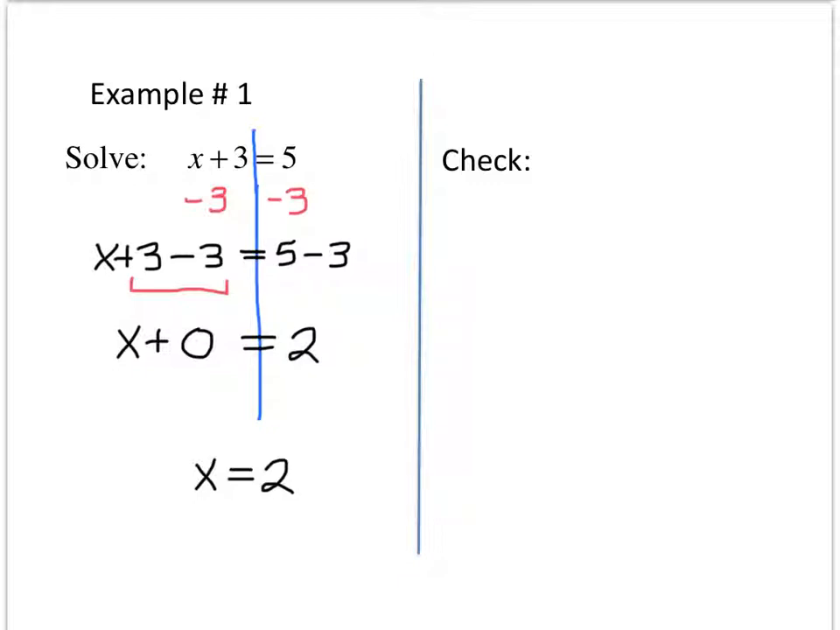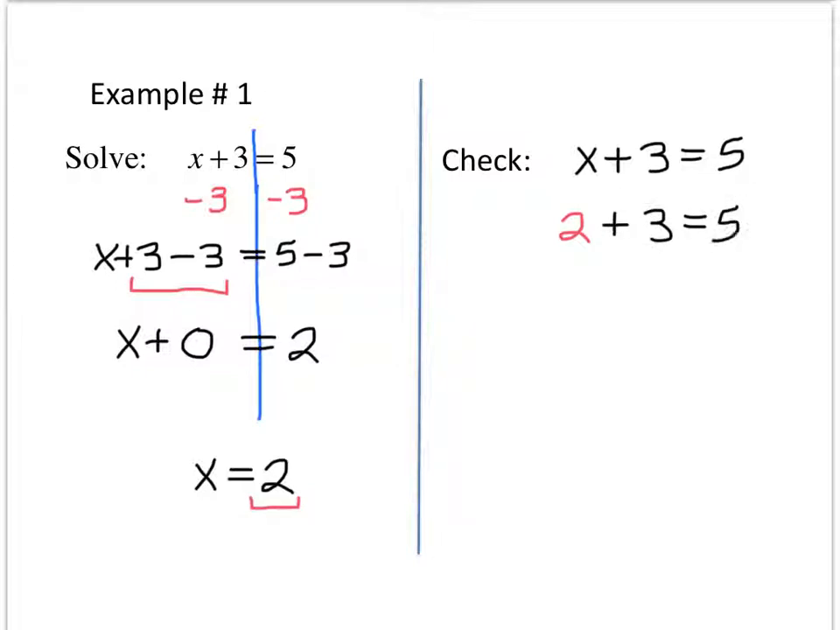Now every time we find a solution, what I want to do is check this by actually taking our solution, which in this case is 2, and I want to put that 2 back in for x. Okay, so I'm going to check this. We're going to start with our original equation, x plus 3 equals 5. And I'm going to replace this x with the solution we found, 2. So I'm going to replace that x, right where the x used to be, with 2.